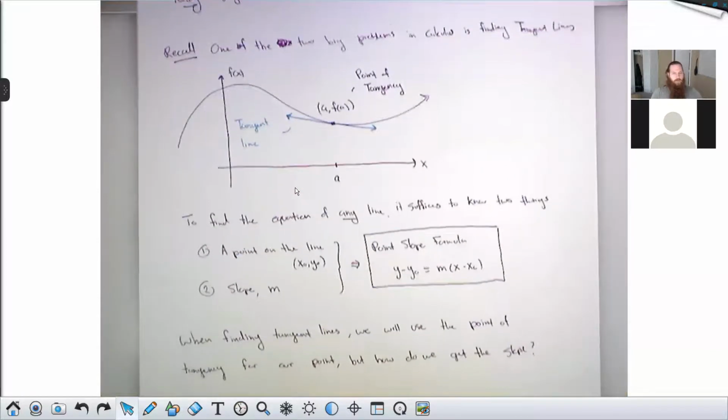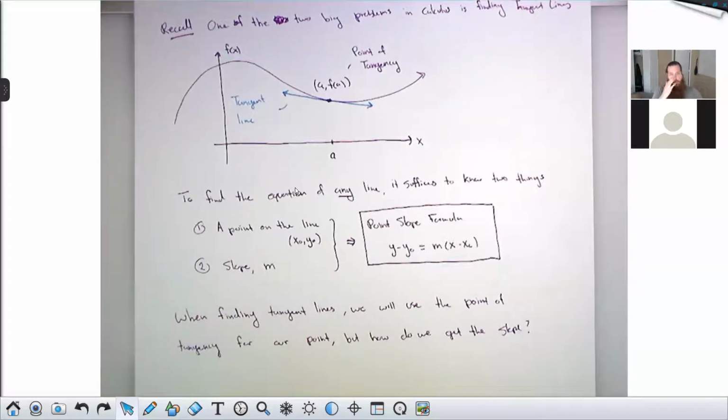Well, that's trickier. It turns out the best way to get the slope of the tangent line is to think of the tangent line as a limiting case of secant lines. So in a second here, I'm going to turn the page, draw some fresh pictures. I'll give you guys just a minute to write down anything here.